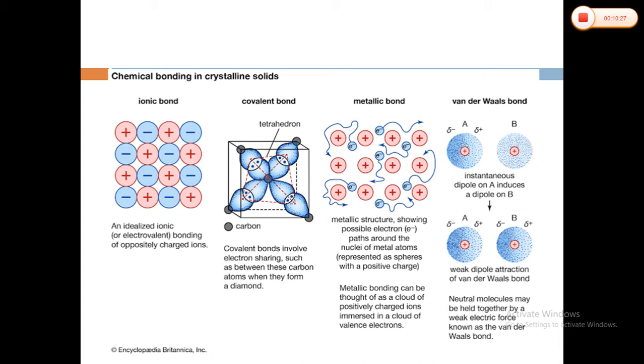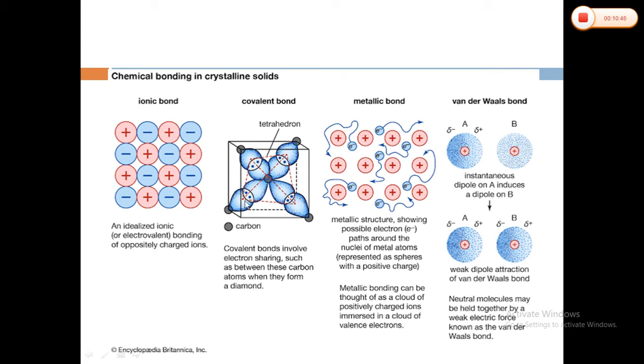Here, what happens? Sodium and chloride: there will be a transfer of electron from one element to the other, thereby leading to the bond. This is called an ionic bond.